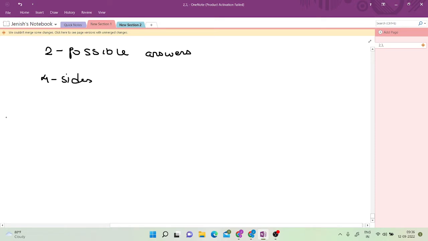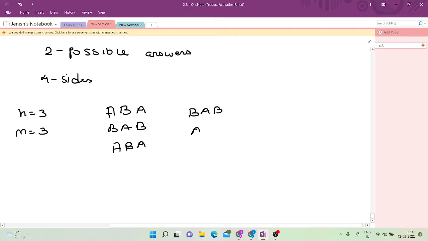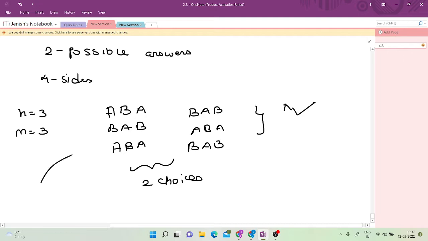Let's say our n is 3 and m is also 3. What are the two possible answers? One is ABA, BAB, and again ABA. Another possible answer is BAB, ABA, and again BAB. These are the only two possible choices which do not contain any adjacent characters the same. You could check for all of the cases, and for more cases also, and you would see that only these two are the possible answers.